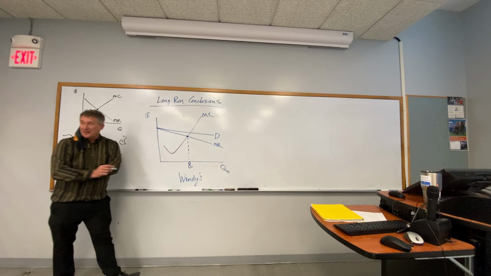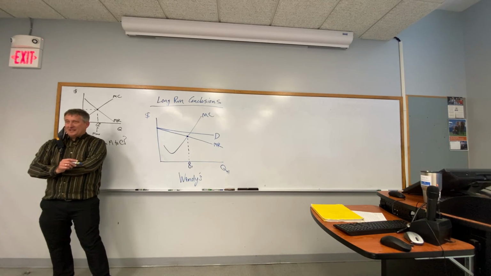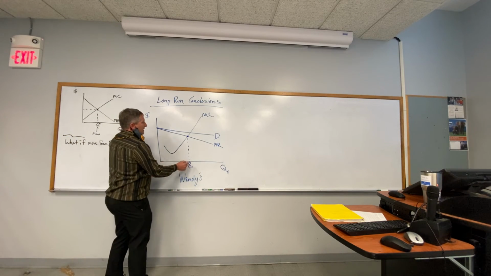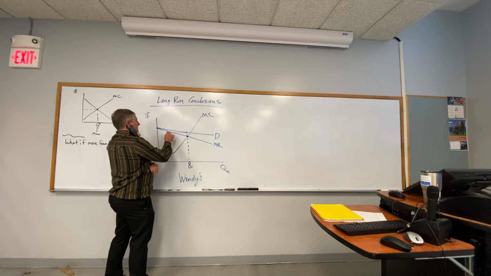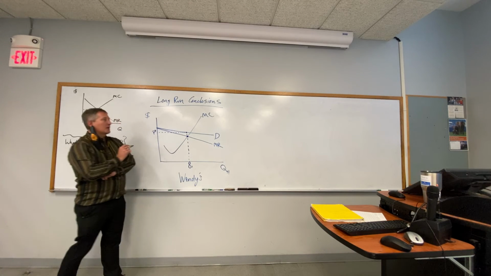And now what price are we going to charge? On the demand curve. The highest price people are willing and able to pay. So at this quantity, I'm going to charge this price. Angle left. That's the price of our hamburger.